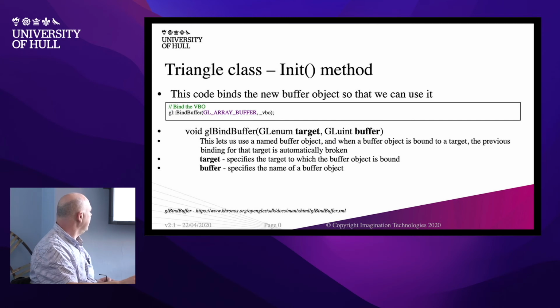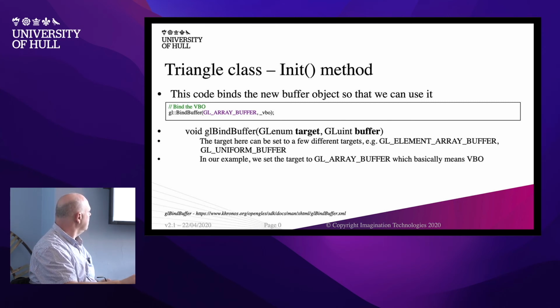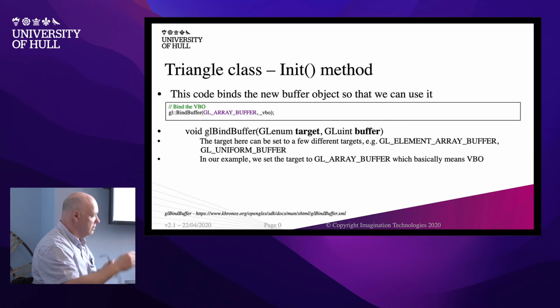So this is kind of a set thing. We're binding. You also bind textures and things like that. Basically, it's just the terminology. It means we want to use that VBO now, please. So the target, this is an array buffer, because that's what we've created. This is a VBO, basically. This is basically an array of all our numbers. But you can set it to lots of different things as well.